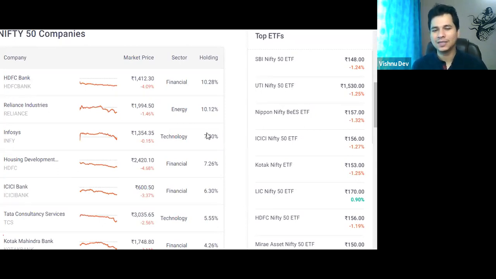Is this understood by everyone? Okay. So here I'm just specifically talking about shares, nothing else. No ETFs, no bonds, nothing. Just shares. Now pick one company, like suppose Infosys.